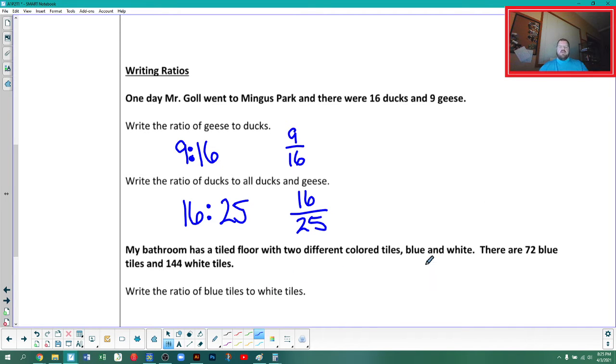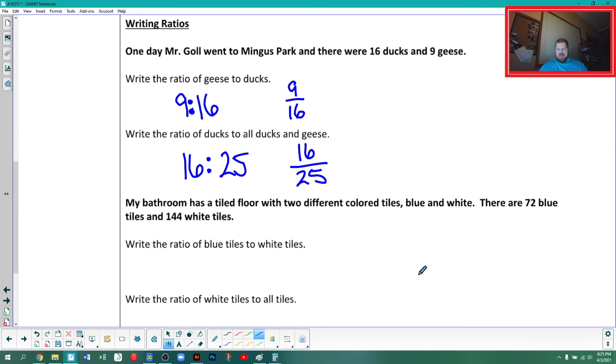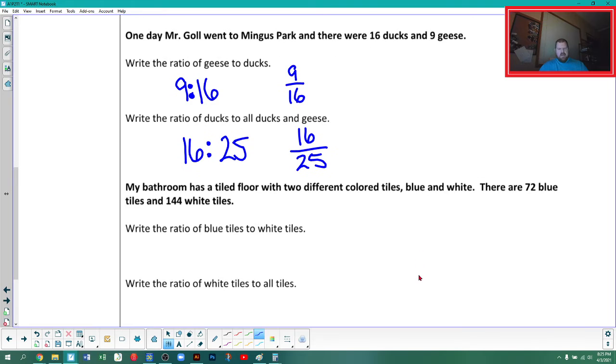Next one says, my bathroom has a tiled floor with 2 different colored tiles, blue and white. There are 72 blue tiles and 144 white tiles. Write the ratio of blue tiles to white tiles. Blue, there's 72. White, there's 144. So we might say 72 over 144.